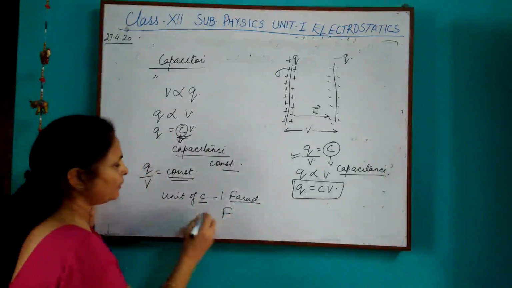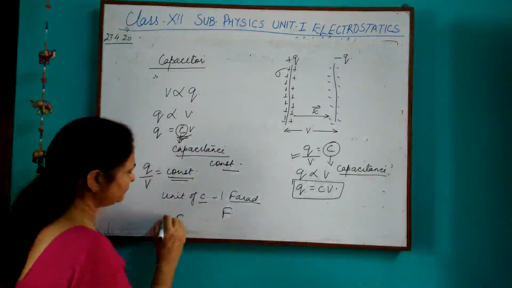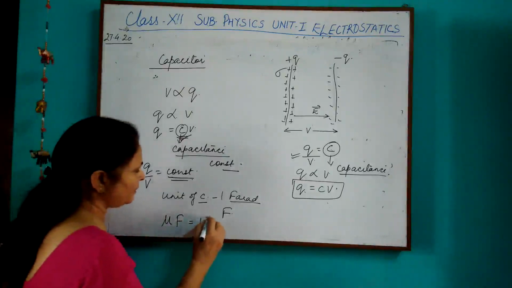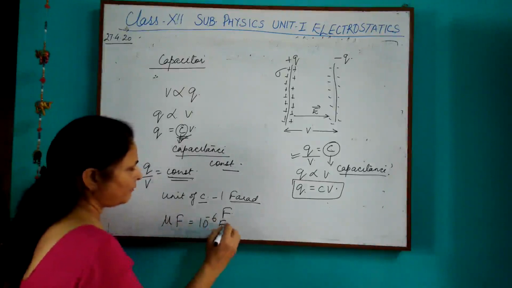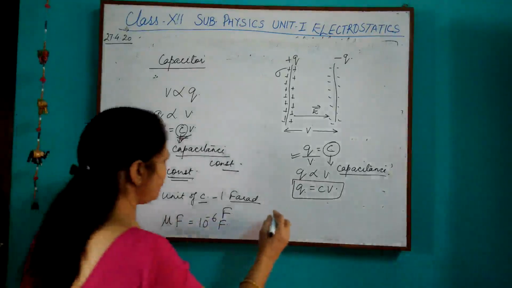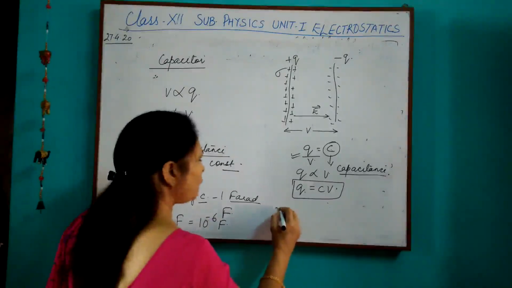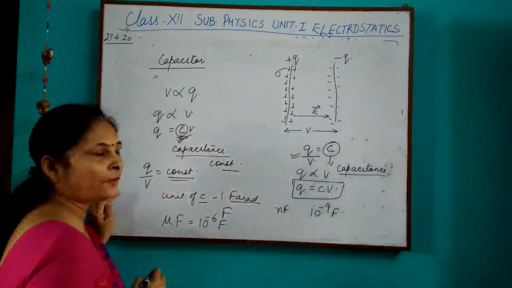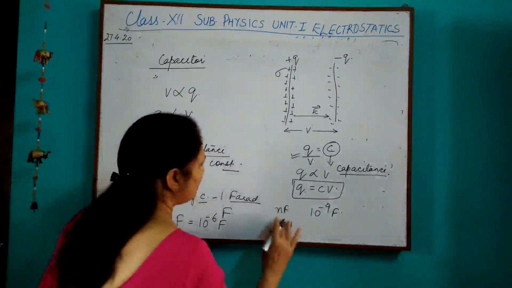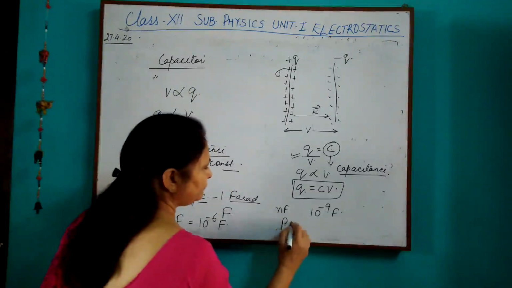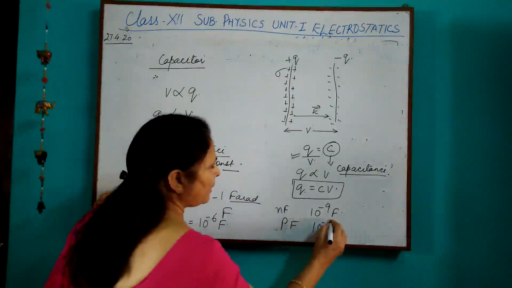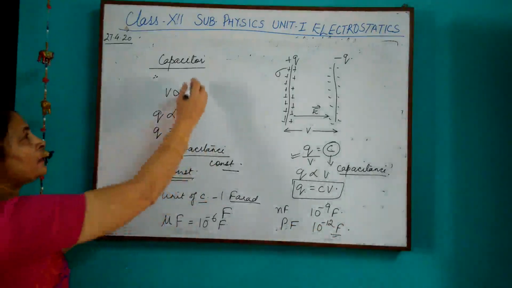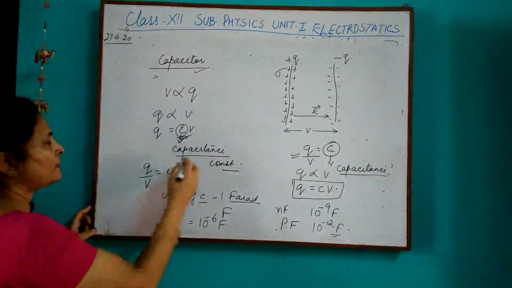Usually a smaller unit is being used, that is microfarad, which is 10 to the power minus 6 farad. We'll also use nanofarad, that is 10 to the power minus 9 farad, and picofarad, that will be 10 to the power minus 12 farad. So a capacitor is a device to store electric charge.